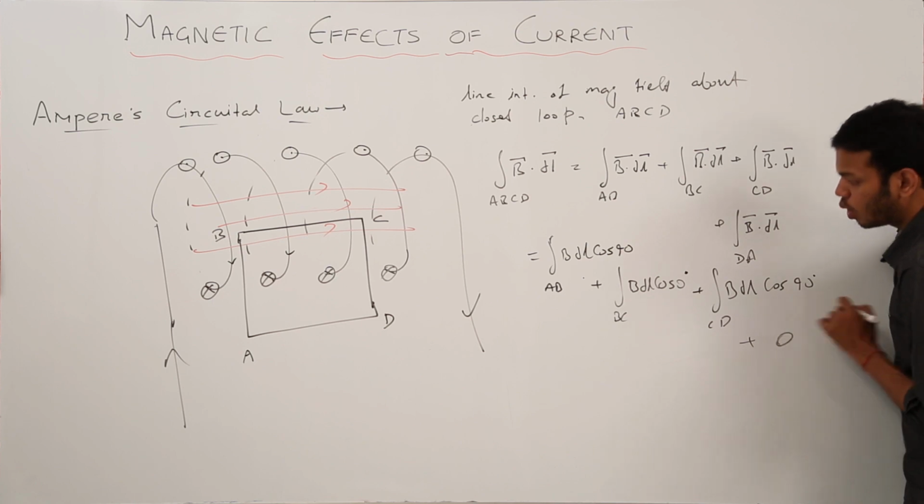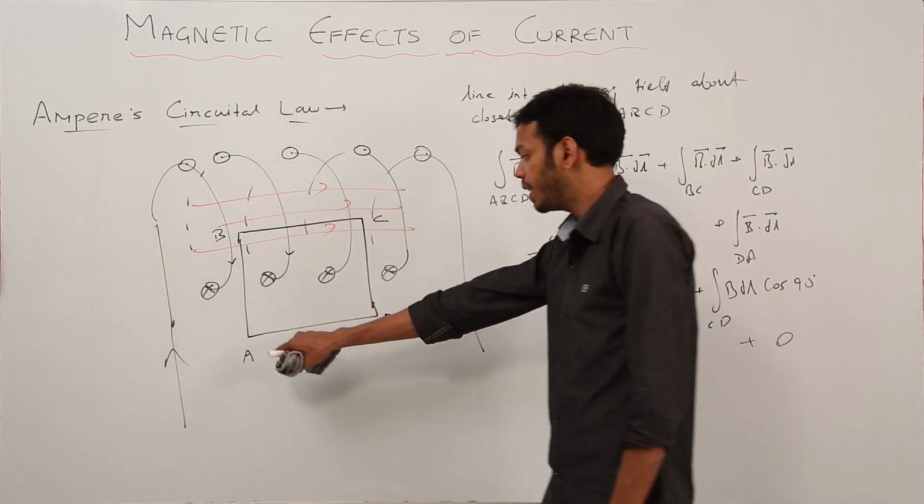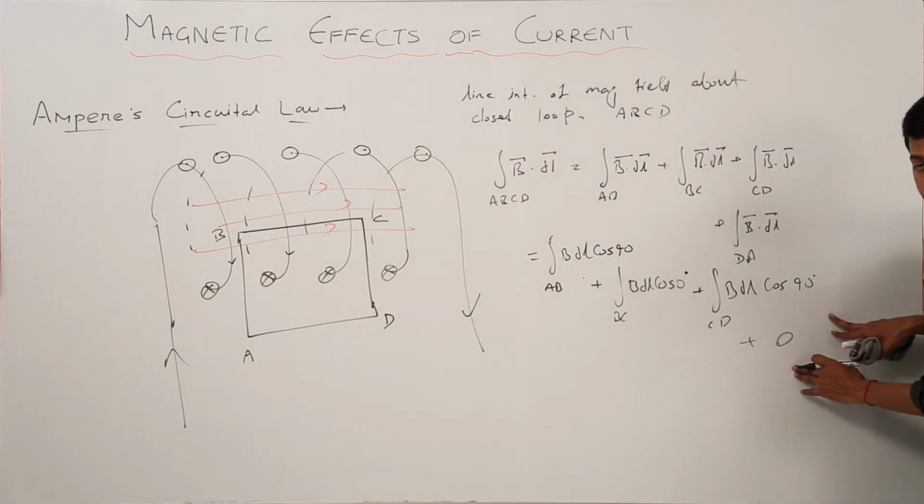and lastly 0. No B dot dl even for AD, because there is no magnetic field present at the AD part. So for that I have taken straight away 0.